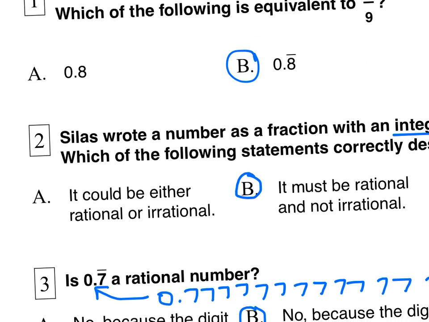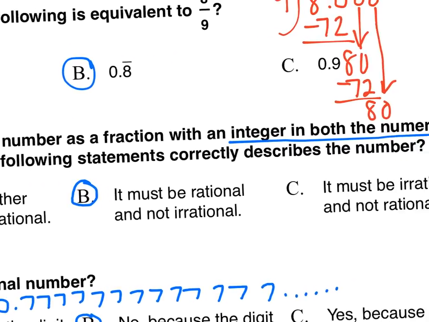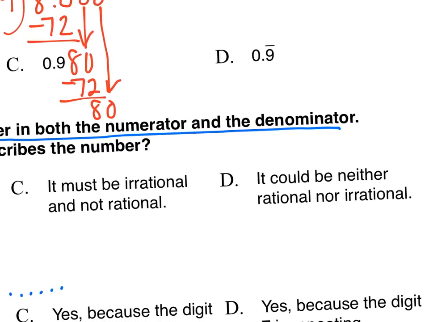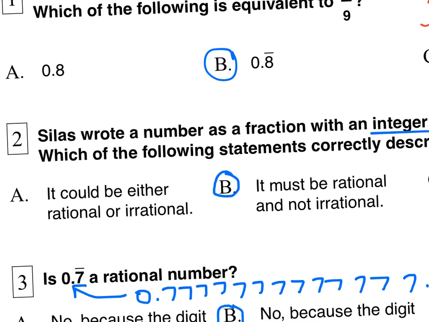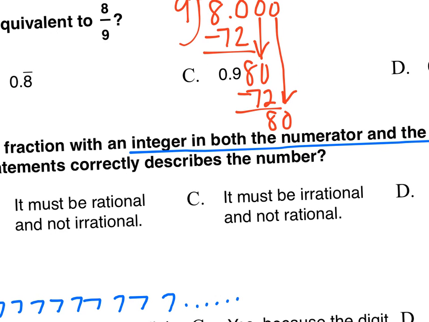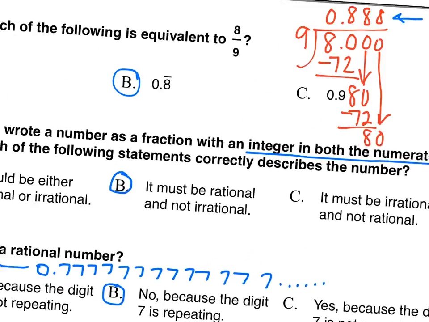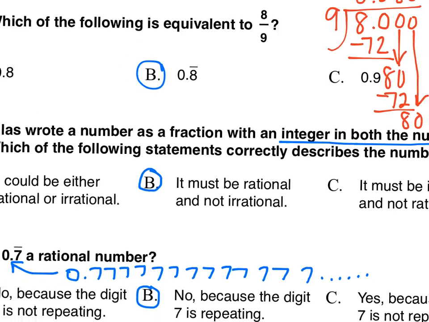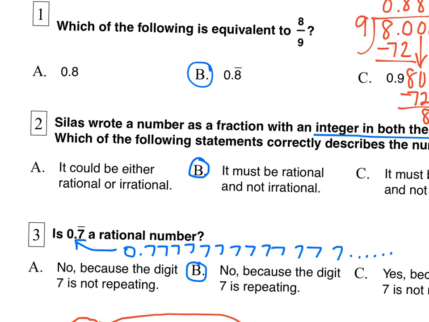Number 2, Silas wrote a number as a fraction with an integer in both the numerator and the denominator. Which of the following statements correctly describes the number? So if an integer is in the numerator and the denominator, then you have a fraction. And if you have a fraction, then your answer is rational, not irrational, since rational numbers can be fractions.